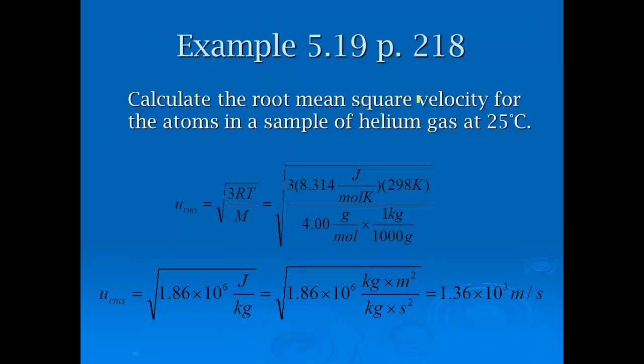All right, here's the example I was telling you about. Root mean square velocity for atoms in a sample of helium. Here is your different R. It's the joules, moles, Kelvin. We're at 25 degrees Celsius, and all you had to do here is make sure that it is kilograms per mole. So all you have to do is take your molar mass and divide it by 1,000 to make sure that it's kilograms per mole. And then our units are 1.36 times 10 to the third meters per second. So it's just a way of comparing how fast different gas particles move.